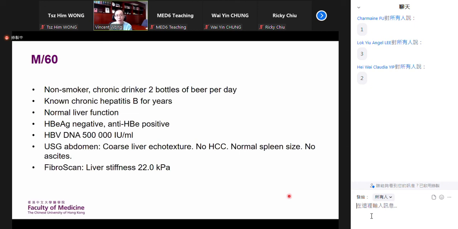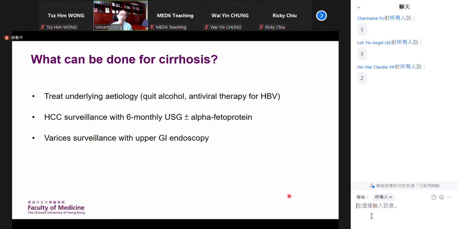The question is what to do. When you see a patient with liver cirrhosis, there are 3 things you can do to improve the survival. First, we treat the underlying etiology. We know that even by treating the underlying etiology, in some cases, the cirrhosis can regress. So from cirrhosis to no cirrhosis, this is very important, not to mention the prevention of cirrhotic complications. In this particular case, he needs to quit alcohol and also start antiviral drug for HBV.